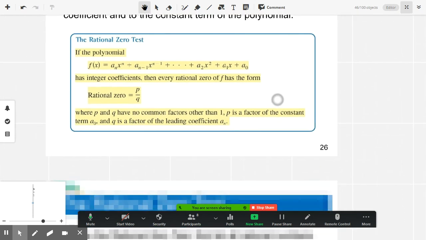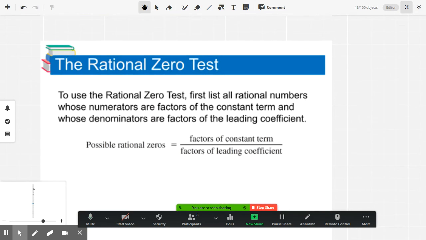So what I'm going to do is go down. To use the rational zero test, first list all the rational numbers whose numerators are factors of the constant term and whose denominators are factors of the leading coefficient. So we're going to come up with different numbers that could be possible zeros. The way we come up with those numbers is we look at the constant term, which is the last term that doesn't have a variable, and we look at all its factors. And we list all its factors here, the positive and the negative of each factor. The denominator comes from the leading coefficient. Same thing, we list all the factors there. And then we create all the numbers and fractions that could be made out of all those combinations.